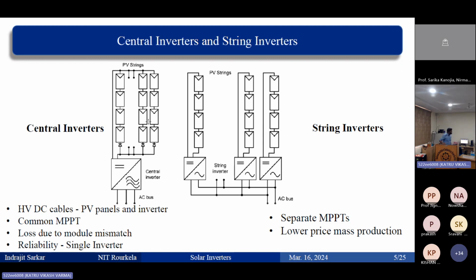Here, now you have split it into multiple, so you have separate MPPTs. So it is much more efficient than the central inverter one.